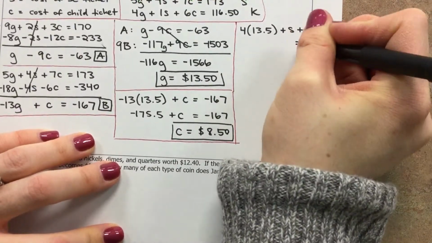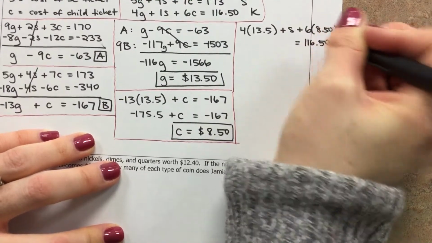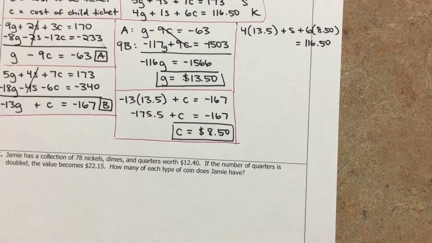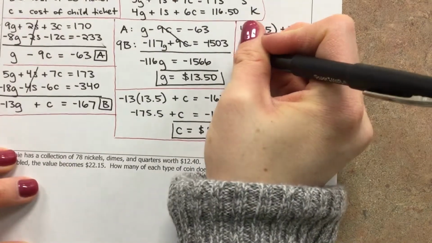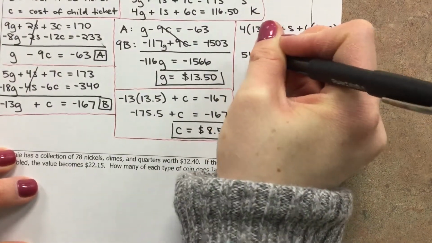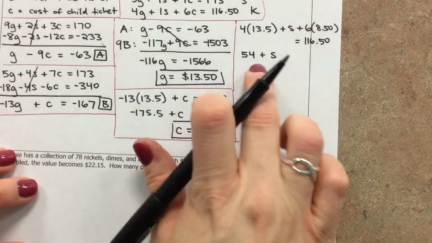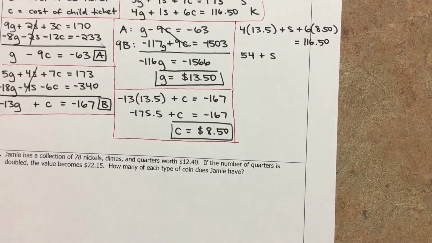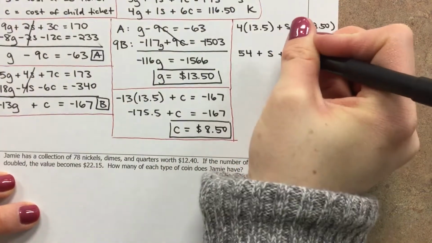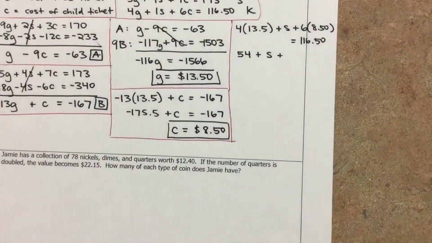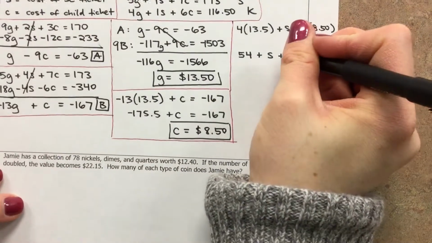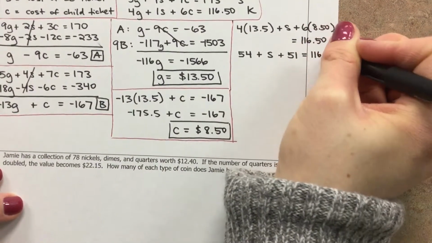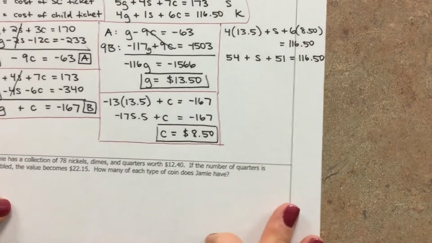We know that comes out equal to 116.50. So let's multiply these numbers together. 4 times 13.5 is $54. So Kyle spent $54 on general admission tickets and 1 senior citizen ticket. Then 6 times 8.50, sorry, I did plus. 51, spent $51 on children's tickets. Came out to equal $116.50.